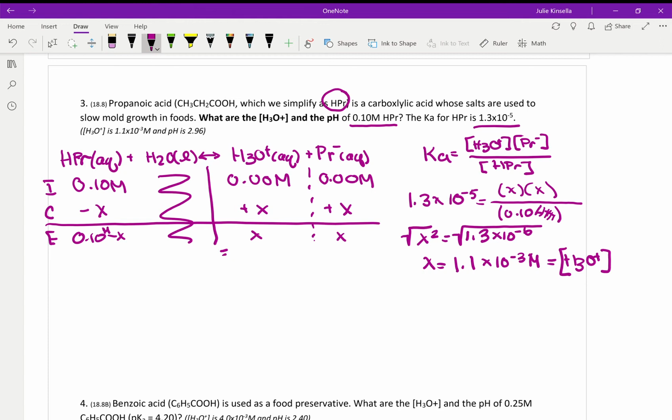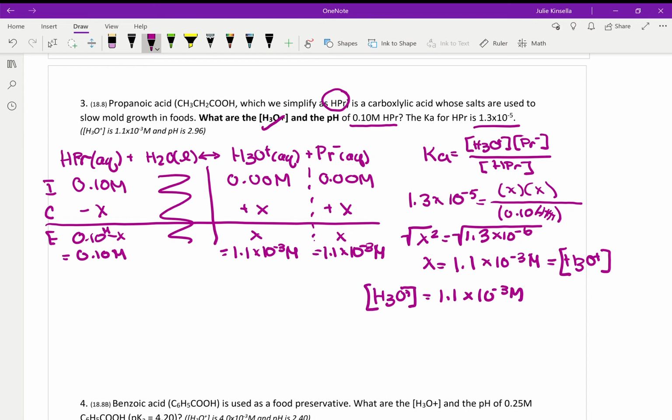But I always go back and fill in the rest of the ICE table. And then based on sig figs here, we still end up with that 0.10 molar, which makes sense because, again, that change in X is much smaller than the initial concentration. So part of our answer here is that change in concentration, which we got 1.1 times 10 to the negative 3, which is one of the things we were looking for.